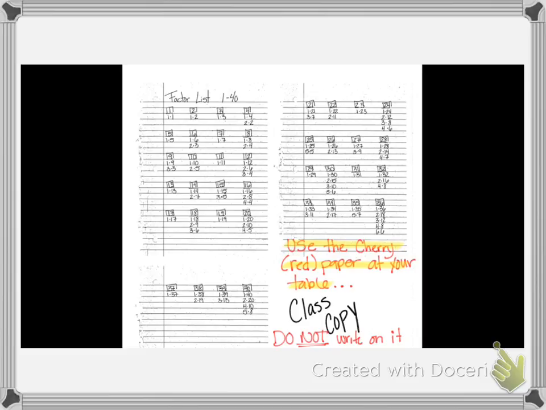Please make sure with this cherry piece of paper you do not write on it. Put it back in the bin at the end of class so that it can be used by all students today. Do not write on the cherry piece of paper. It is for reference only.